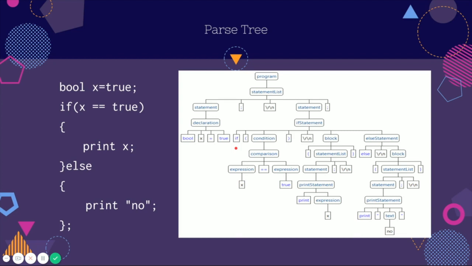Here we have an example of a parse tree. On the left, we have code which is more similar to what we have in C++, and here we have the parse tree. This parse tree is a representation of the code on the left. As you can see, the Boolean expression x equals true we have on this side right here, and the if statement is all this side right here. As we see, it's going to print x is here, where print x is handled right here, and print no is handled right here.